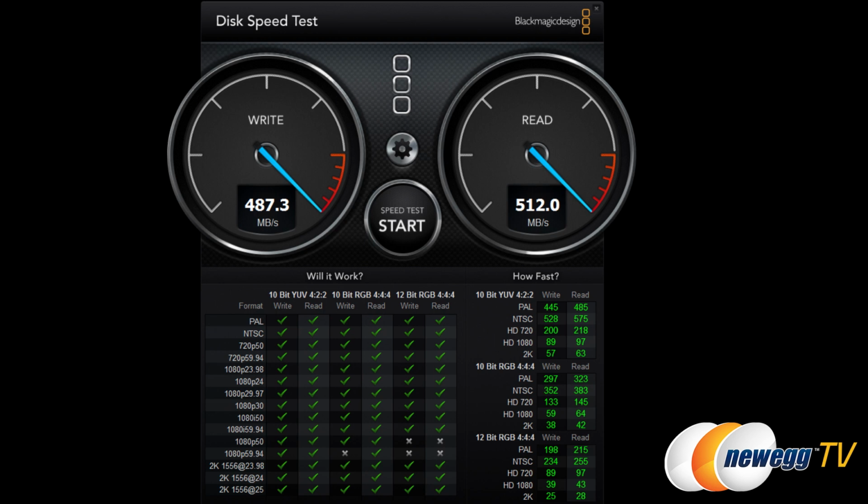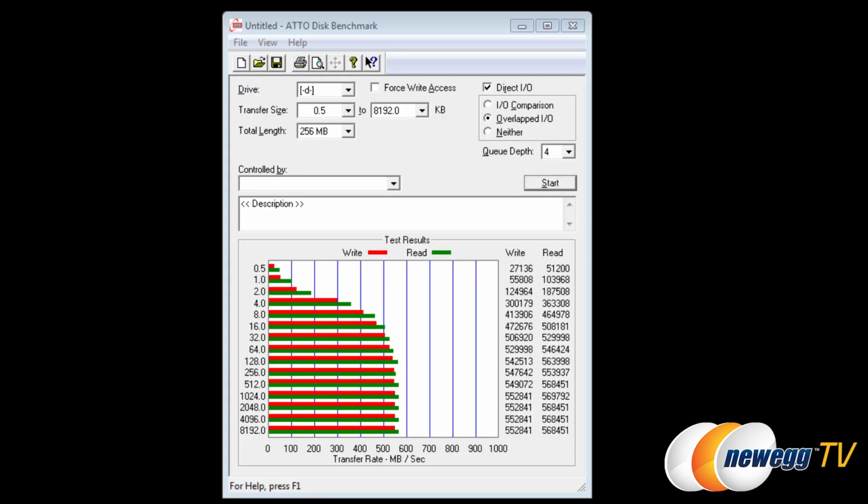Strictly speaking, on the reads and writes, we are looking at 512 megabytes per second on the read and 487.3 on the writes. And moving right along from there, we have ATTO Disk Benchmark, and this is really popular amongst manufacturers. They like to use this in order to show what speeds their drive could actually attain.